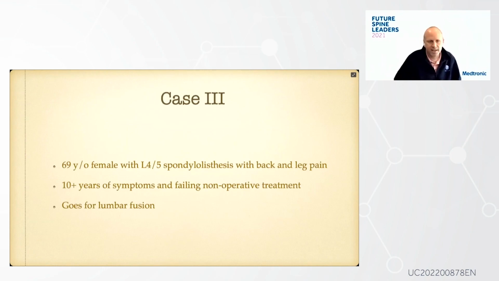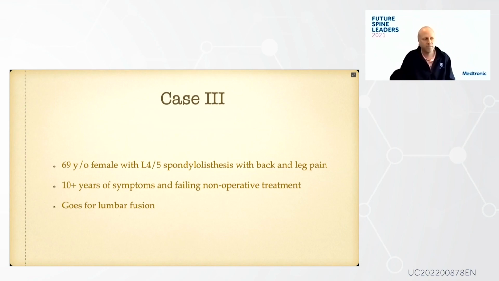This is going to be our last case for complication management. This is a 69-year-old female with an L4-5 spondylolisthesis with back and leg pain. She's had 10 years of symptoms. She's known about her spondylolisthesis and she's failing non-operative treatment, which has been physical therapy and cortisone shots as well as over-the-counter medications. After much convincing, she agrees to go for a lumbar fusion.